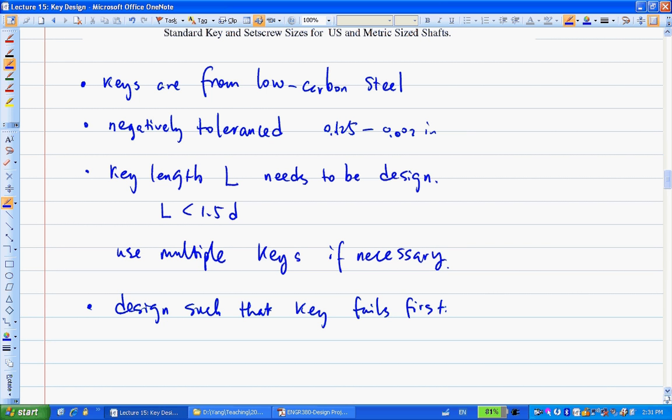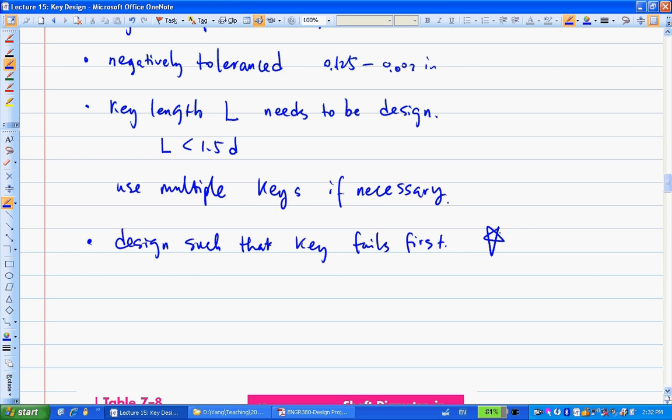In other words, when you design, the safety factor for the key compared to the safety factor for the shaft should be bigger or smaller? Smaller. Yeah. There are situations where you cannot prevent the shaft, or the gear hub, from failing first. That's a different issue, so we'll talk about that later. But in general, this is what you need to be careful about.